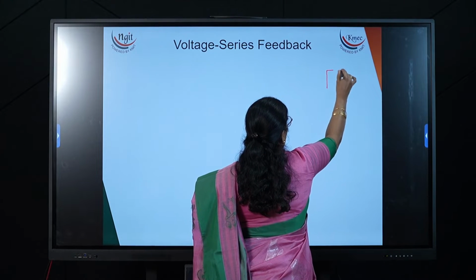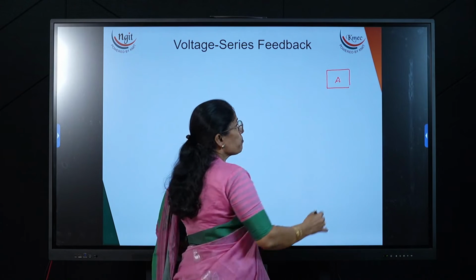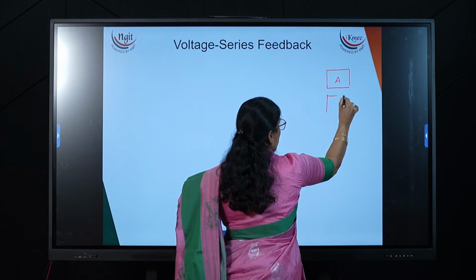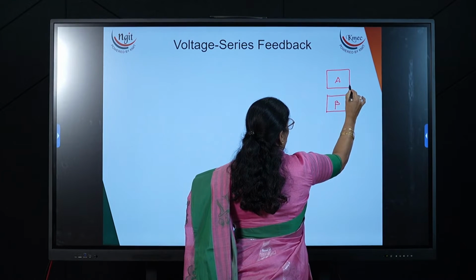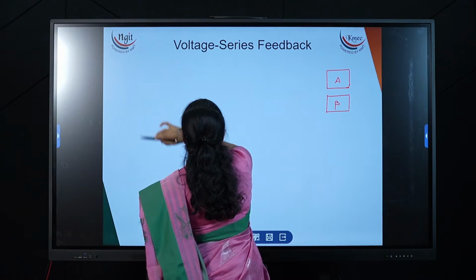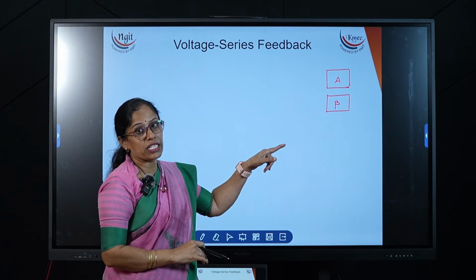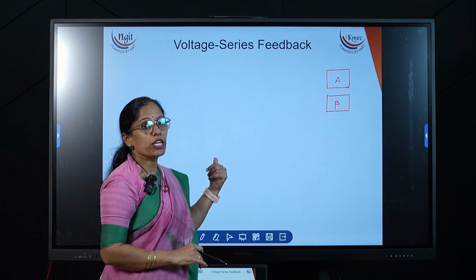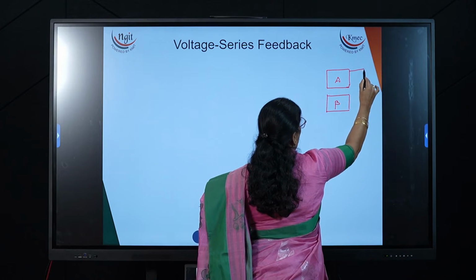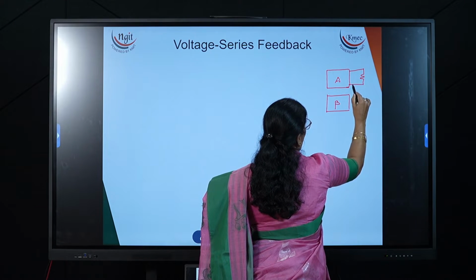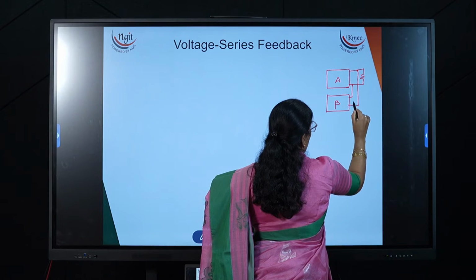This is the amplifier, which I am denoting with the short form A. The amplifier gain is A and the feedback network is beta. Voltage series means, as I explained in the last lecture on topologies, that voltage is the output side, that is sampling, and series is the input side, mixing. So for output sampling as voltage, I have to make a shunt connection at the output so that I can get the same voltage over here.